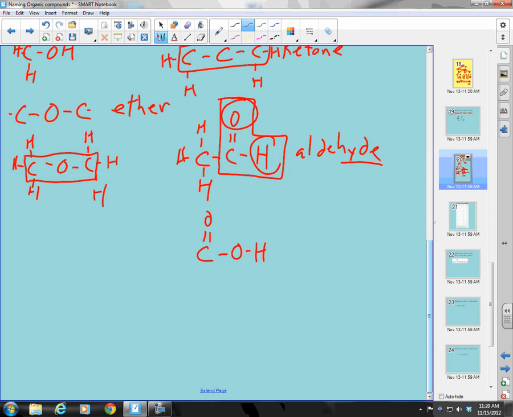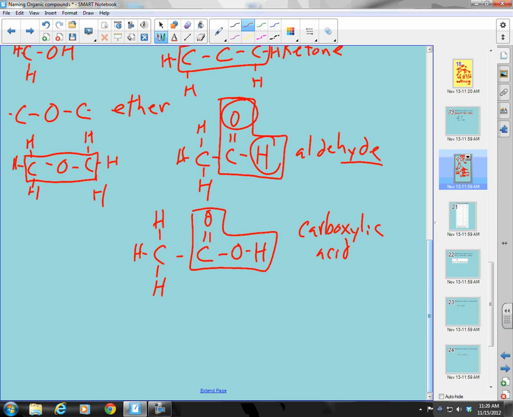Good. What about something that goes like a C double bonded to an O with an OH? Now, that looks to me kind of like an alcohol, but since it has this whole thing like this, and here's a carbon over here, that's not called an alcohol. We call this a carboxylic acid. That's a carboxylic acid. So something like this, CH3COOH, would be a carboxylic acid. That is what? Acetic acid. Good.